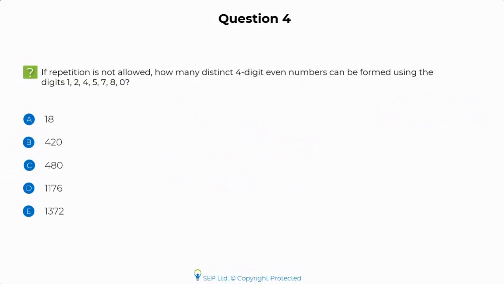Okay, so let me bring you the poll, and I'm going to give you around 1.5 minutes to solve this question. All the best, guys.